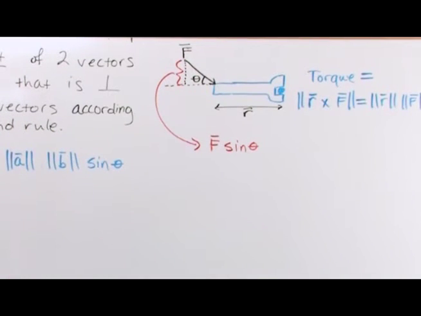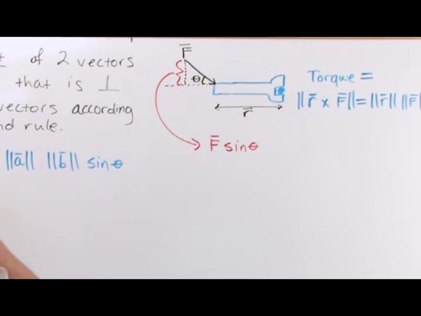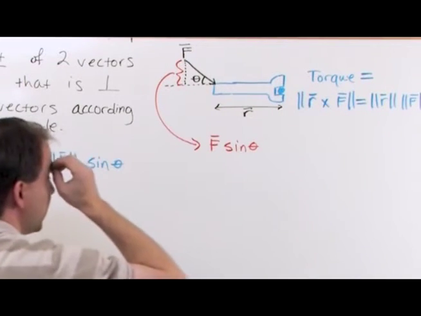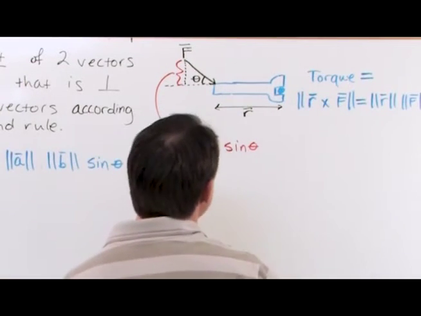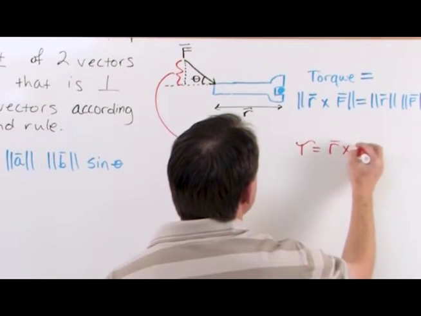Now, torque returns a vector. I shouldn't say that; any cross product returns a vector. So if you were going to calculate the torque as R cross F, the torque is equal to R crossed with F.